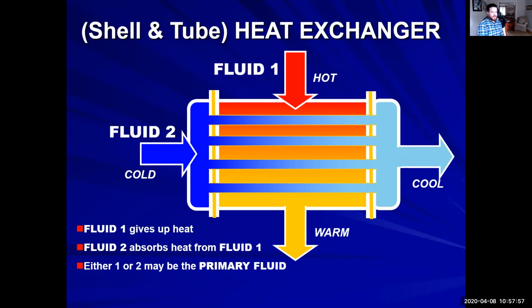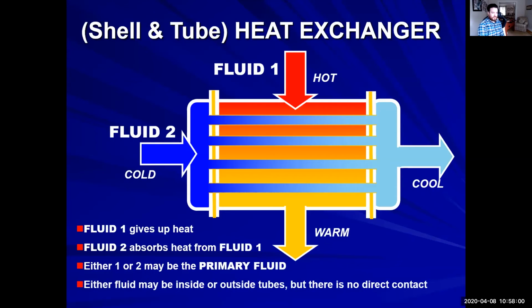Either fluid 1 or 2 may be the primary fluid. Either fluid may be inside or outside too, but there's no direct contact. We could be doing something different with a shell and tube type heat exchanger where our main goal isn't to cool down steam to a liquid. We may want to just heat up glycol, like we were doing with our Nyrex. It all depends on what your main goal is with these things.